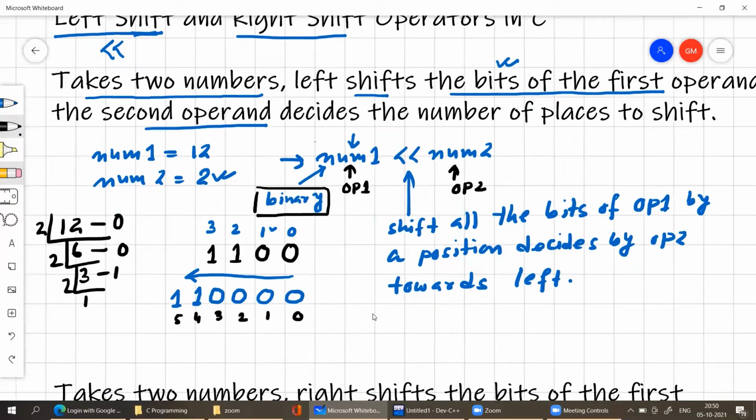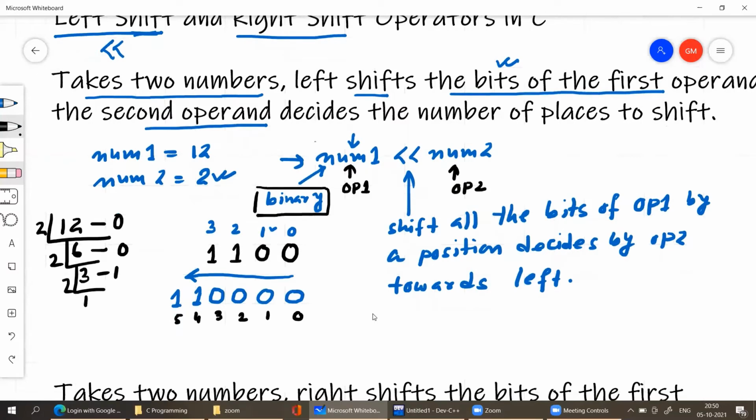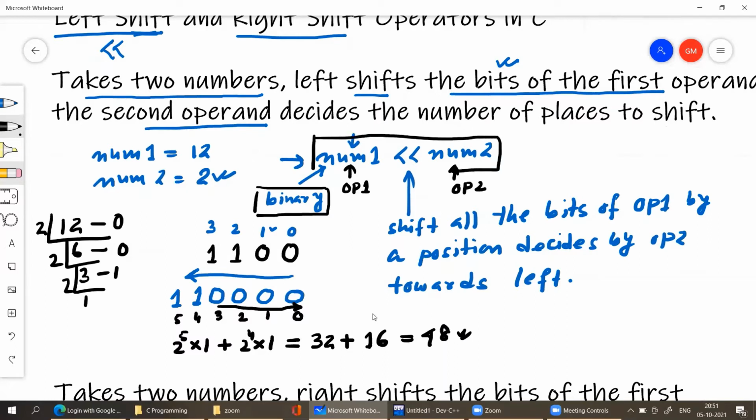Now what will be the value here? Let's convert it to decimal: 2 to the power 5 multiplied by 1, plus 2 to the power 4 multiplied by 1. All others are 0, so no need to calculate for them. 2 to the power 5 is 32 and 2 to the power 4 is 16. So the result is 48. This is the outcome of this expression.